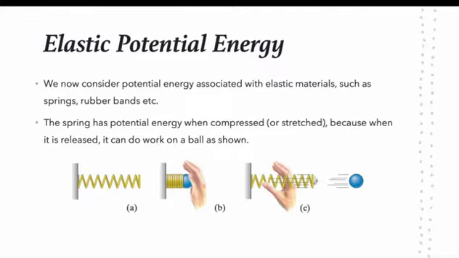And from a previous video, we learned that if the kinetic energy of an object changes, then work was done on that object. And in this case, the work was done by the spring. So that means that the spring exerted a force through a certain distance on the ball, and the ball changed its velocity. So the spring has energy.